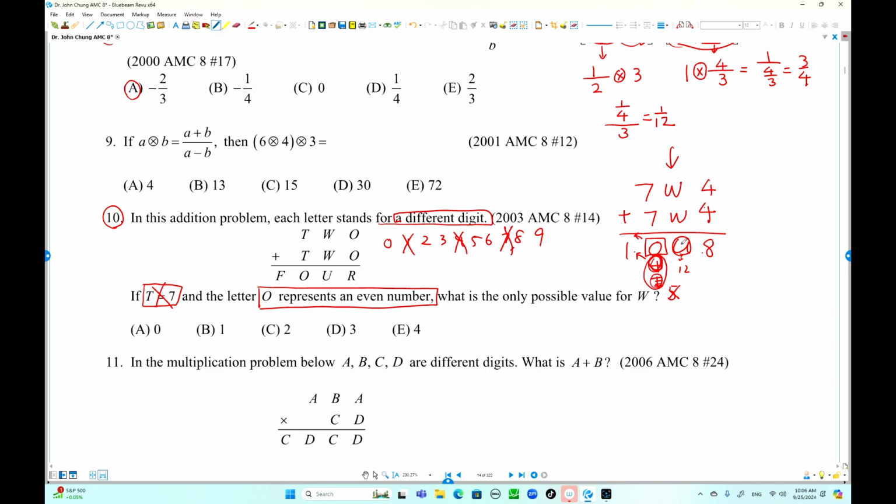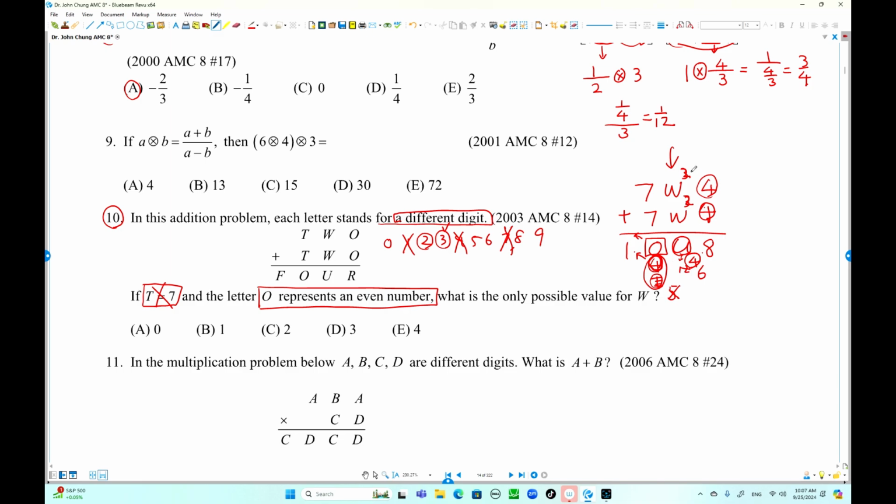Now we try 4. Oh, we already used the 4 here. The next number is what? 3. Or the next number 2. We try this one. If this is 3, 3 plus 3 equals 6. Consider over here, 3, 3, 6, a new number. There's no overlapping. If you use 2 over here, 2 plus 2 equals 4, but we used the 4 already. We cannot use the same digits, right? So the only possible value of W equals 3.